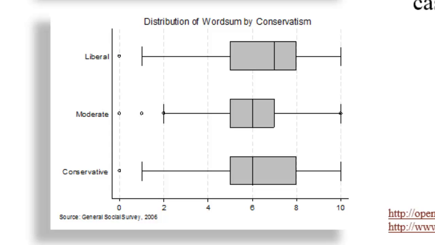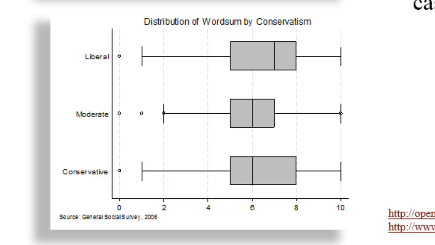Well, let's look at these 3 distributions. You can see that the median for moderates and conservatives are identical, 6 words. And yet the variability for conservatives is greater than the variability for the moderates. For the moderates, the middle 50%, the interquartile range, goes from 5 to 7. The interquartile range for conservatives goes from 5 to 8. So the conservatives are more diverse with regard to this word sum variable compared to the moderates.